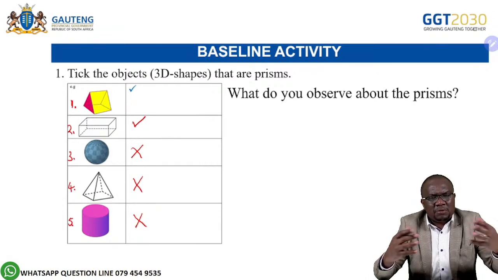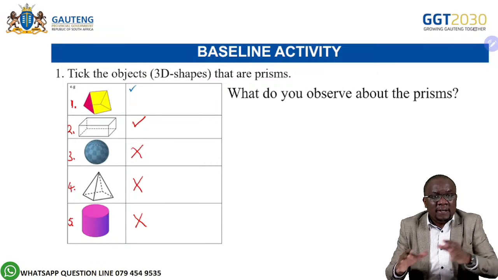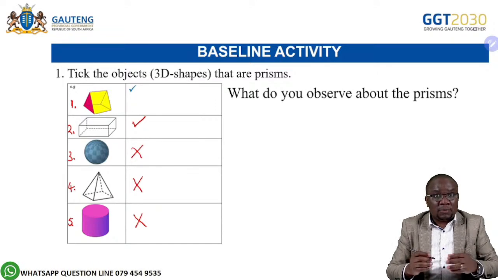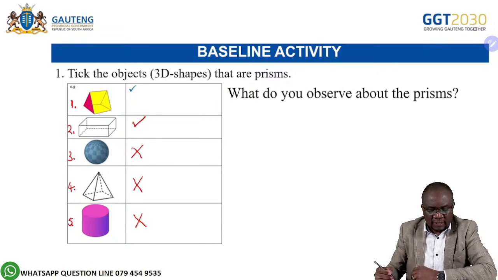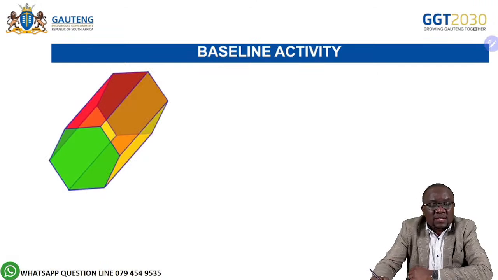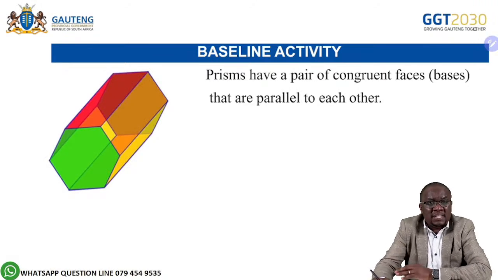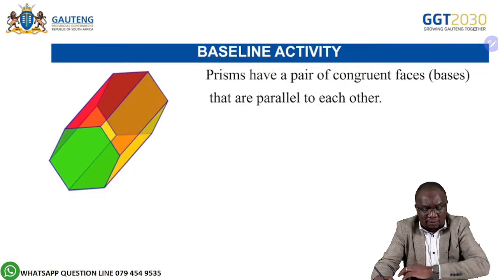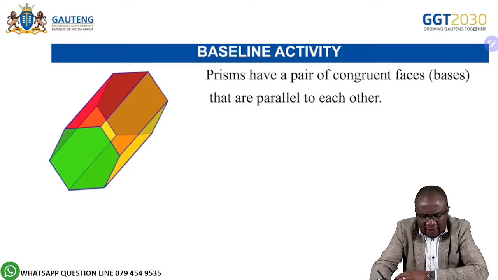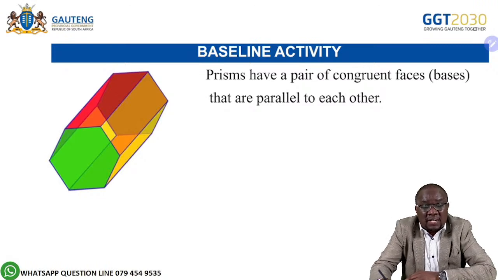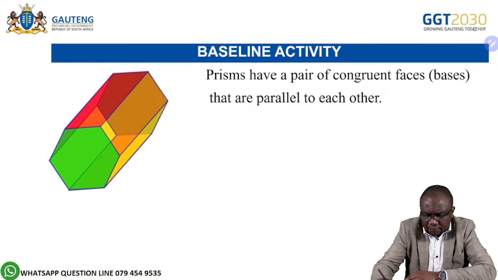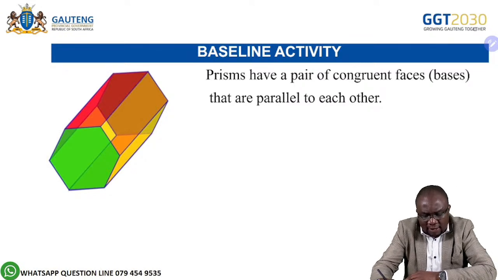Let's continue. We're going to discuss what I've been showing you here, but now I'm going to be showing you on the screen, okay? Right. So what did we say? We said that prisms, I hope you are listening. Now, don't write a lot of things. Prisms have a pair of congruent. When you're saying congruent, it means what? Same size, same shape. That's congruent. Prisms have a pair of congruent faces, which we call bases, that are parallel to each other.